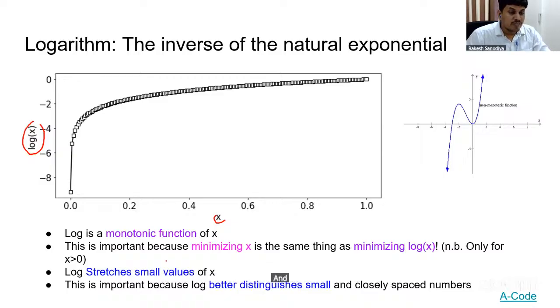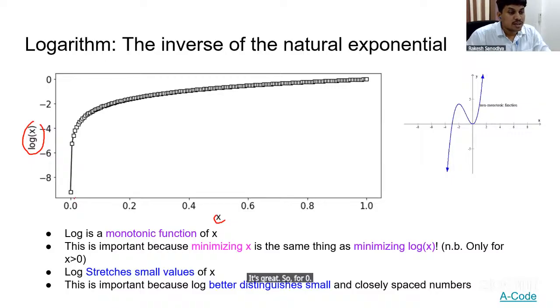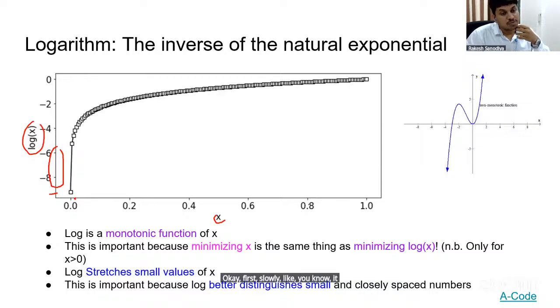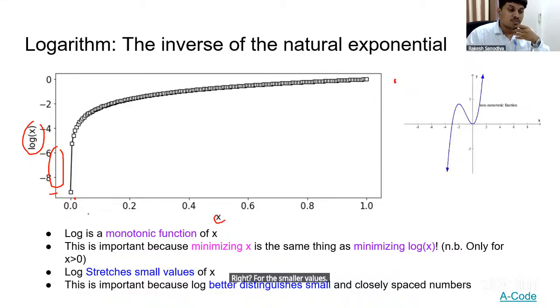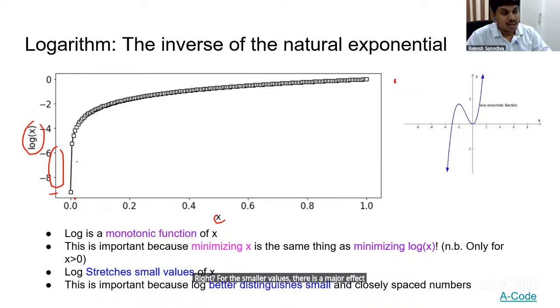And log stretches small values of x. Here you can see, for the small values, from 0.01 to 0.1, see how much increment there is on the y-axis. If you see from -10 to -7, it is five or six numbers of increase for a very small change in x. For values from 0.8 to 1, you see minimal change, not increasing at all. So for the smaller values, it is stretching too much. Because of this property, for the smaller values there is a major effect in the log of x.